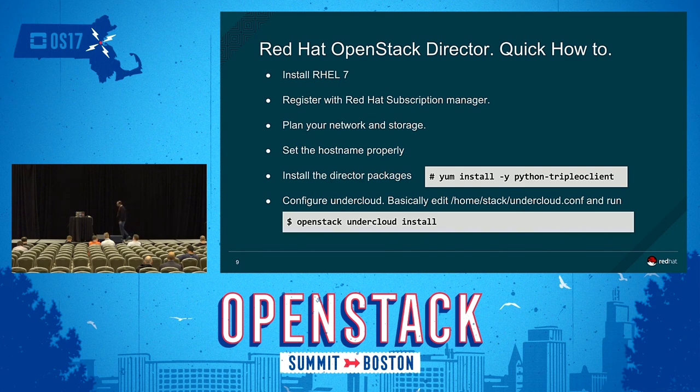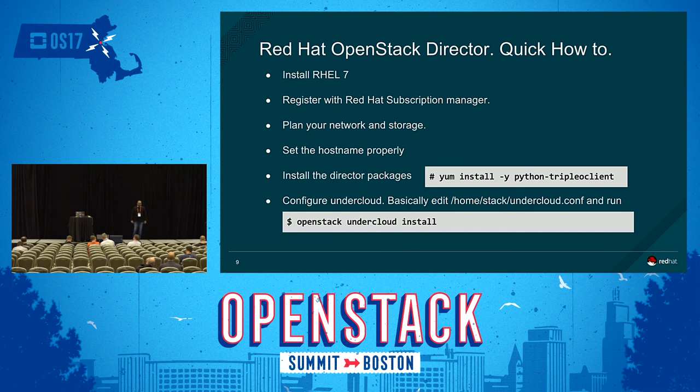Once all these things are done, install the TripleO client, the Python client. You can just run yum install python-tripleoclient. It's very easy. It installs the necessary files. There is one more package that I missed, for the overcloud images. But again, it's one more yum install.